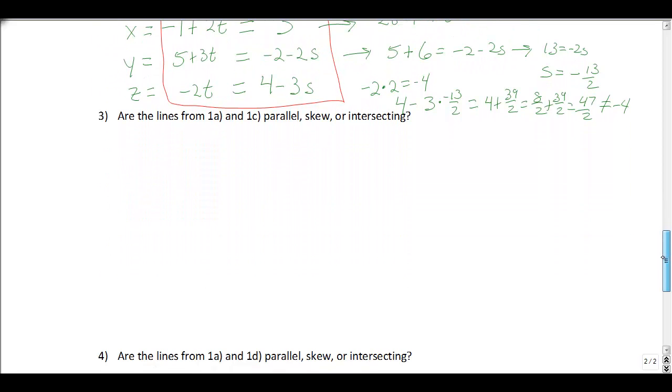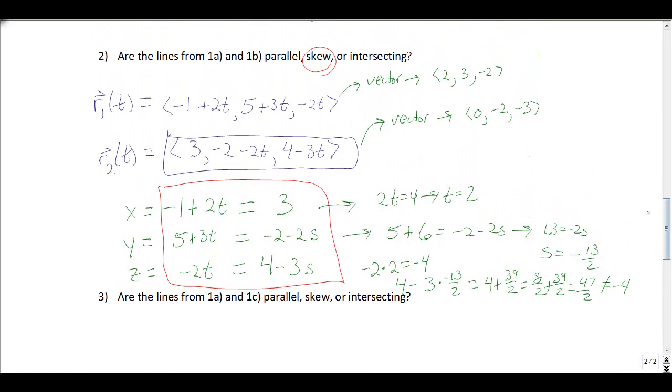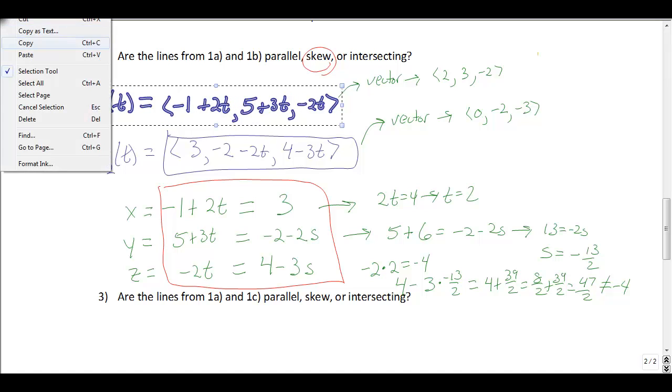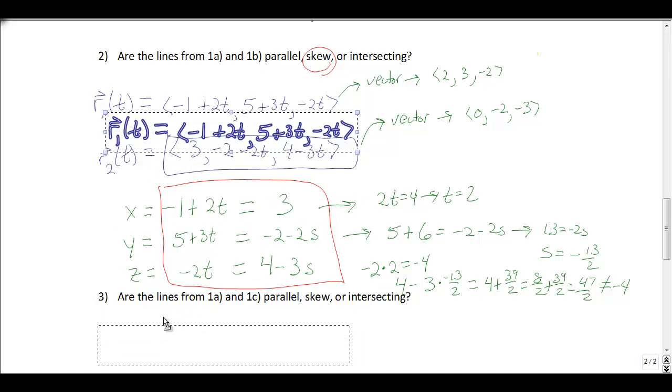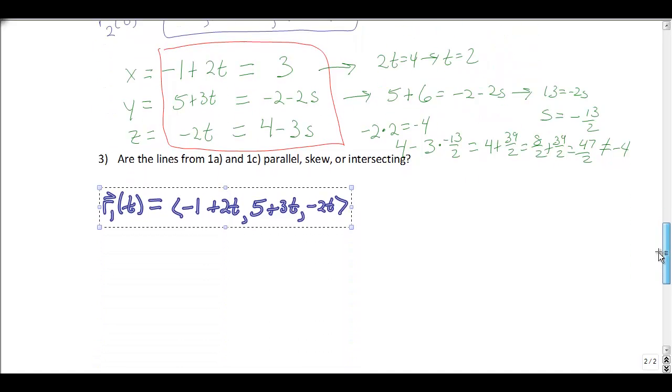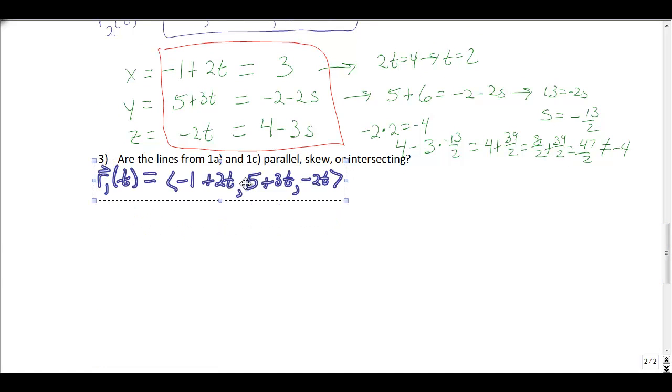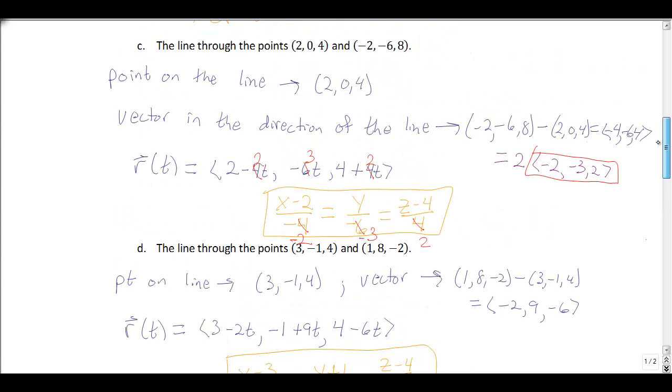Okay, what about the lines from 1a and 1c? Are these parallel, skew, or intersecting? I'm going to go through and grab my line from 1a. Let's get all of this. Plop that there, and then drag it down so you can see that line. Scroll down, and then let's see if we can move that up a little bit. There we go. And now let's go pull up the line from 1c.